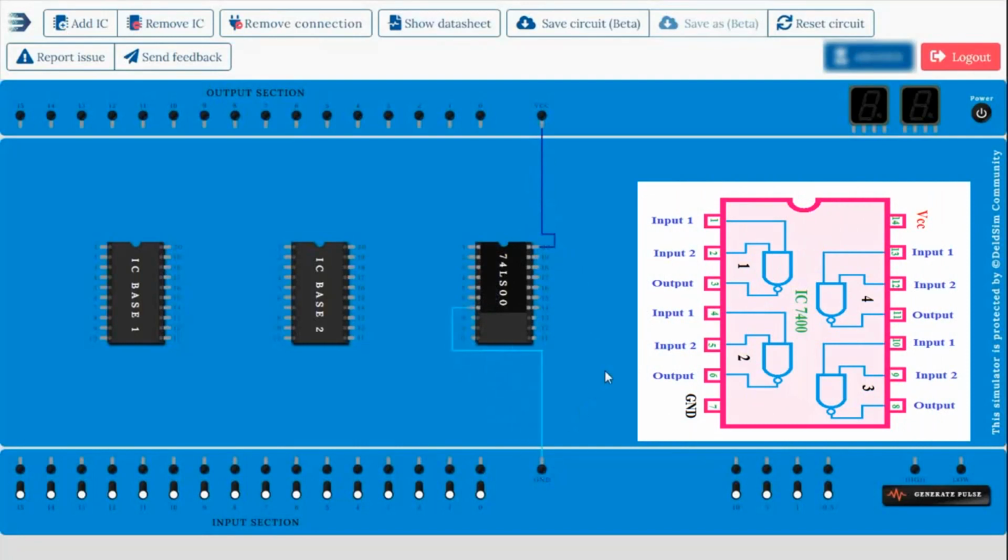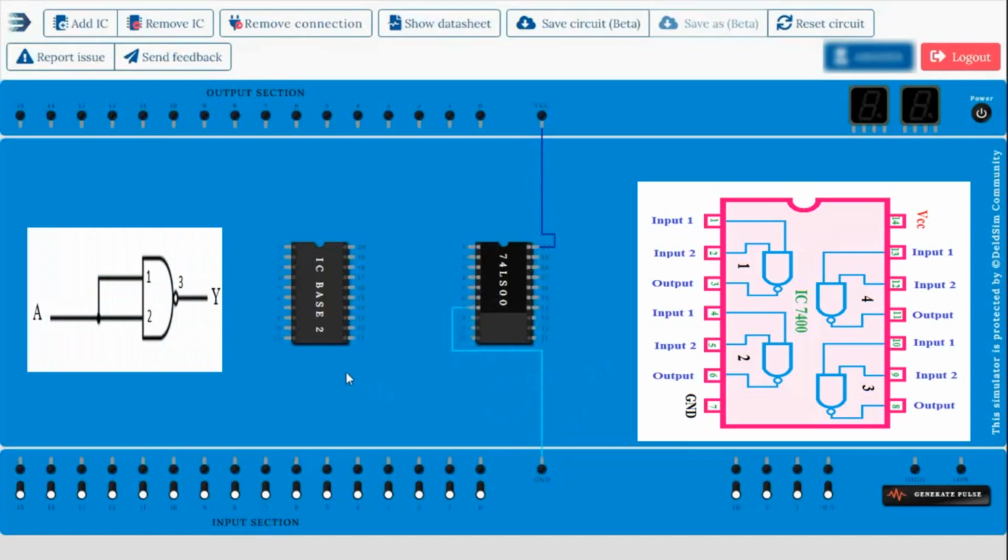In the circuit we need only one input. So pin number 1 is connected to the input panel. Now there is another input pin for NAND gate, as this is a 2 input NAND gate. So pin number 2 will be connected to the same input. By this process we are giving only one input. Now take the output from pin number 3 and connect to output panel. So the circuit is completed.